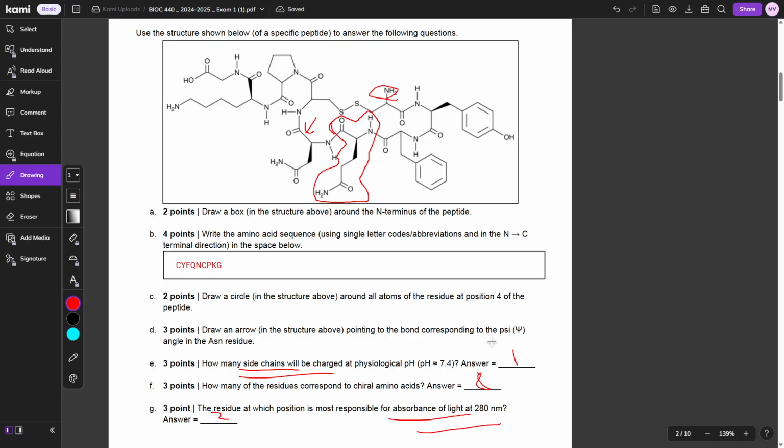And then everybody understands this phi psi angle, right? I just remember that the N to C bond is the phi angle, and the C to C bond is the psi angle. So this right here is psi. This would be phi. Good. Any questions about this page?